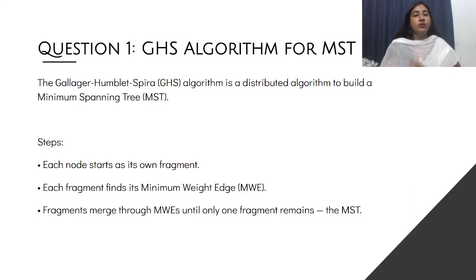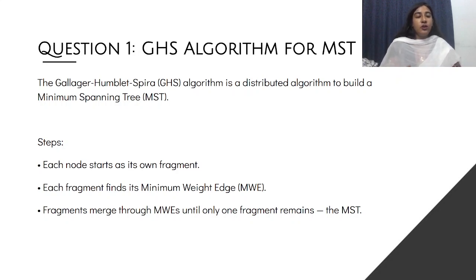So number one question is about the GHS algorithm for minimum spanning tree. The GHS algorithm is a distributed algorithm used to construct a minimum spanning tree in a connected, weighted and undirected graph. It is useful in a system where each node is independent and communication happens through message passing between connected nodes.